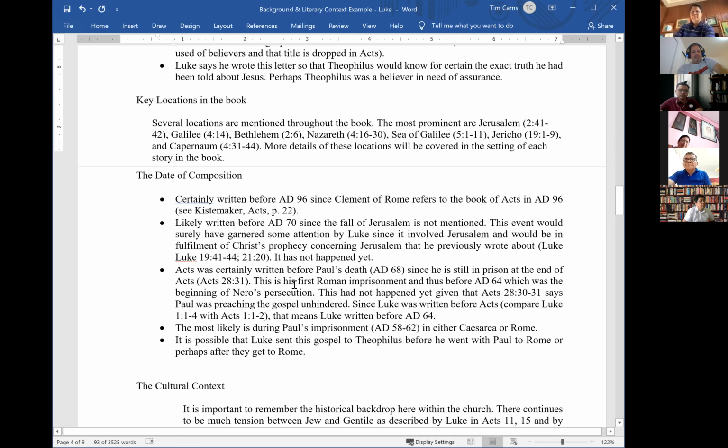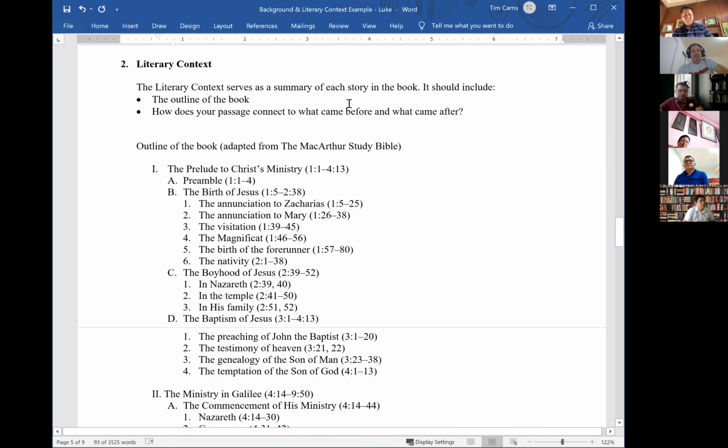Second step, the literary context. Again, that's a summary of each story in the book. And like I said, because the Gospel of John is big, you can do an outline for this. Normally, I don't recommend that. I don't think outlines are as helpful, but just given the size of the story, it would take a long time to go through it on your own. So I'm saying you can shorten that a little bit by just using an outline.